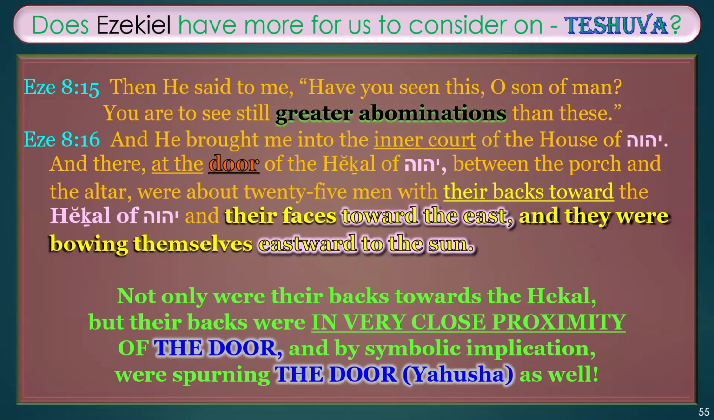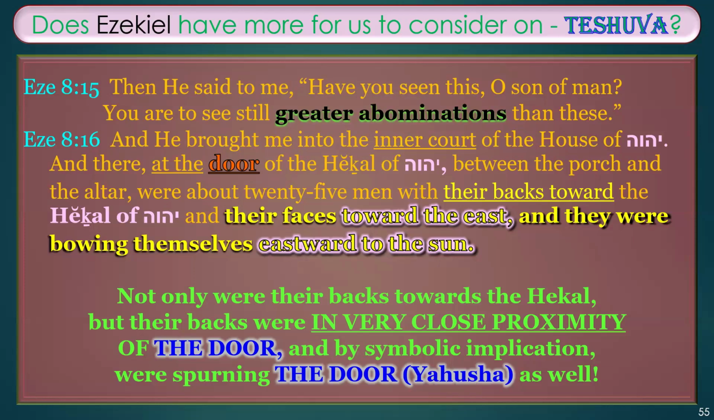Where were their backs? Not only were their backs towards the Hekal, but their backs were in very close proximity of the door. Be careful with those words, the door. If they have their backs towards the temple and backs towards the physical door, what about the spiritual door? I'm going to read this again, starting from the beginning. Not only were their backs towards the Hekal, but their backs were in very close proximity of the door, and by symbolic implication, were spurning the door, Yahusha, as well.